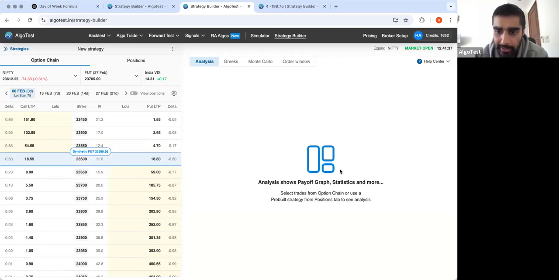So Hemant, this is based on lesson 5 or lesson 4, where I talked about the existence of VRP and I showed some historical data. And we're actually going to show a dashboard of that on AlgoTest very soon, where you can take a look at what the VRP has been in the last 3 months, 2 months, 1 month, etc.